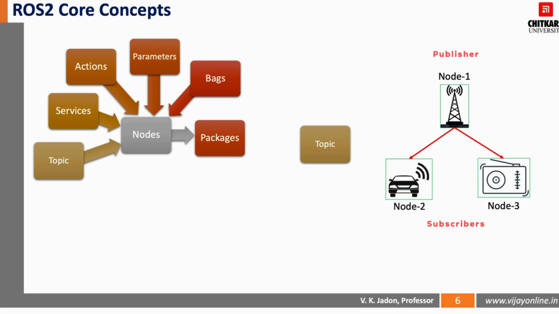Coming to the topic. A topic works on a publisher-subscriber communication model, as we have in the case of radio stations publishing and the other devices subscribing. We call it broadcasting and subscription. For example, in a mobile robot, one node may publish sensor data on a topic. The name of the topic is user-defined. We can create our own name for the topic, and then we can send that message on that topic. The other node will then subscribe to that topic and process the data accordingly. And this is the key concept for ROS2.